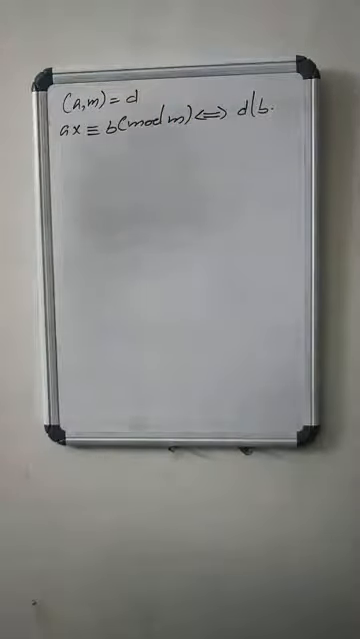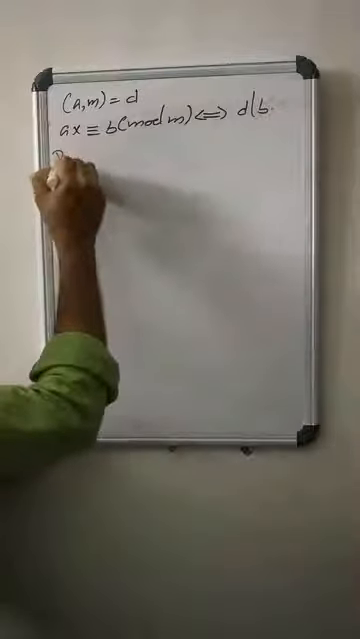A and M are not relatively prime, which means they have a GCD, let it be D. Then the linear congruence AX ≡ B mod M has solutions if and only if D divides B. So let us come to the proof.